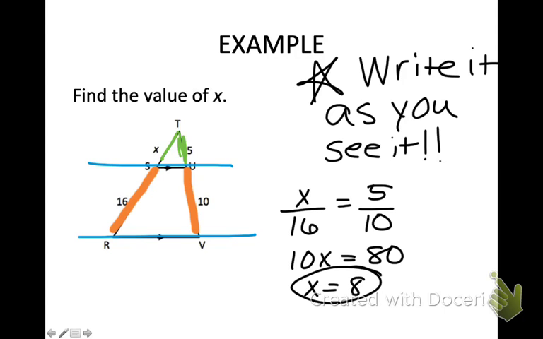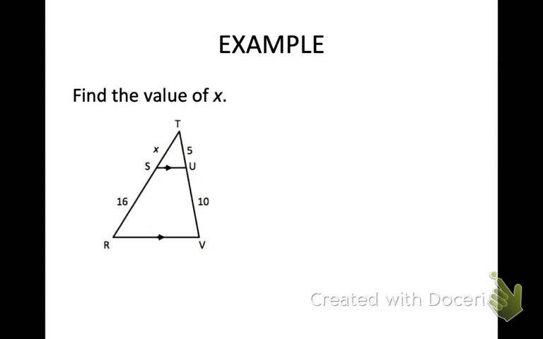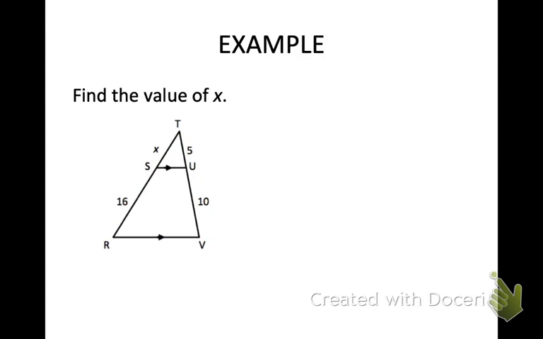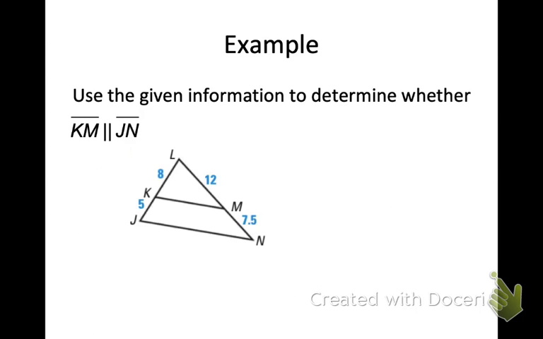If we go to the next example, oops, I need to bring that back. Is everybody okay? If we go to the next example, what if they give you all the sides? Can I determine whether this line is parallel to JN? Is it true? What would you put 8 over? 5. Is 8 over 5 equal to 12 over 7.5?